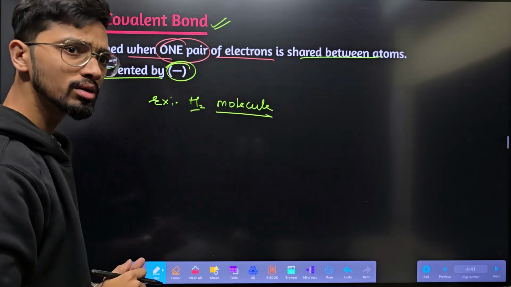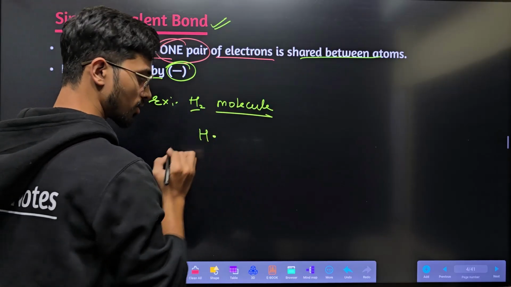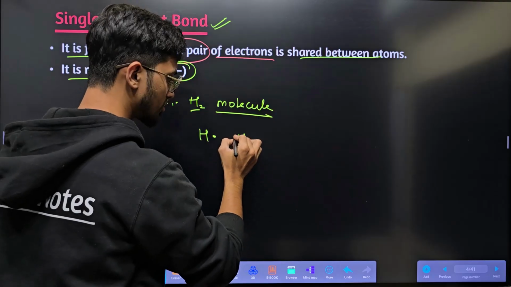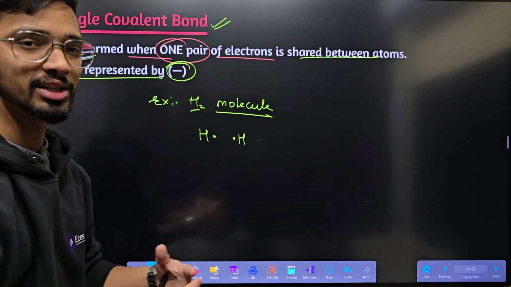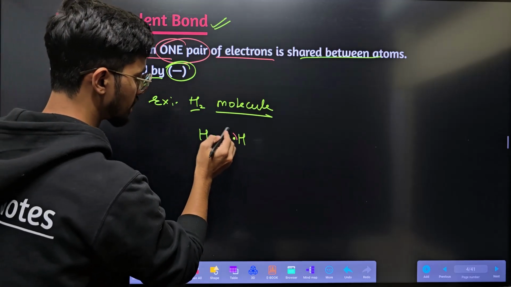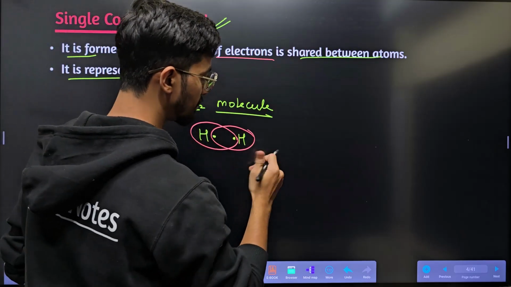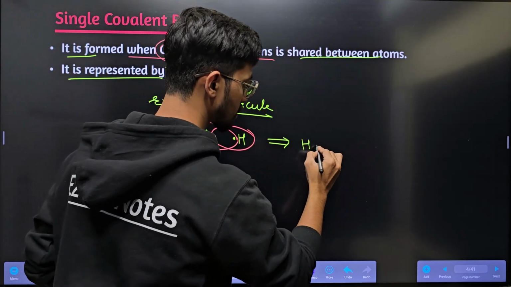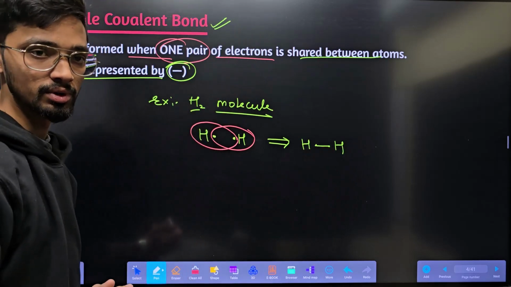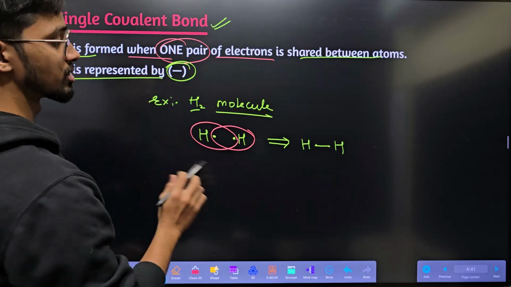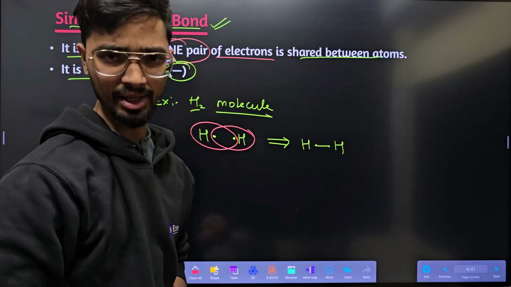Okay, H2 molecule. Hydrogen has only one electron, and another hydrogen will also have one electron. They will share the electrons in this way, so they become H and H, and these two electrons will be shared. In this way, the hydrogen molecule is formed and a single covalent bond is formed between them.